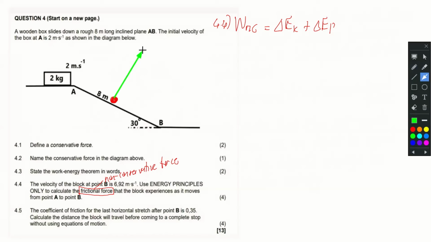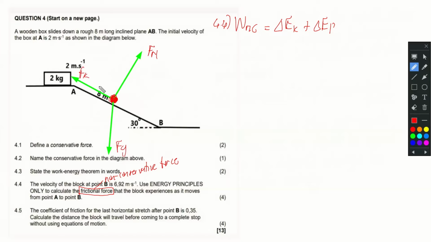This would be the normal force, and this would be the gravitational force. Again, I'm not resolving into components. So I'm avoiding resolving into components. I'm avoiding the W net formula because I simply don't want to resolve into components. Which is why I'm saying this one is much more simple and straightforward.